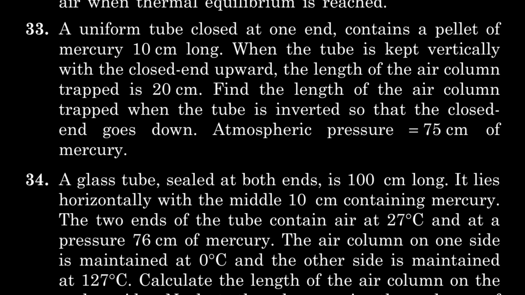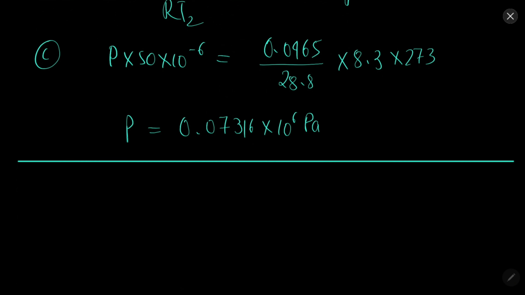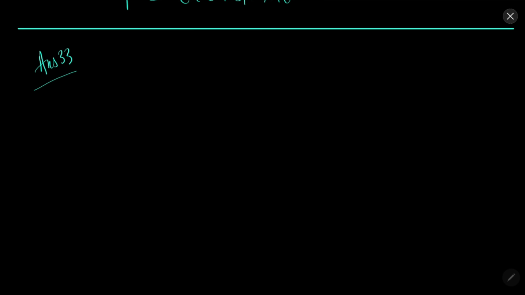In question 33, we have a uniform tube closed at one end. We need to find the length of air column trapped when the tube is inverted. Solution 33. So we have two cases here.